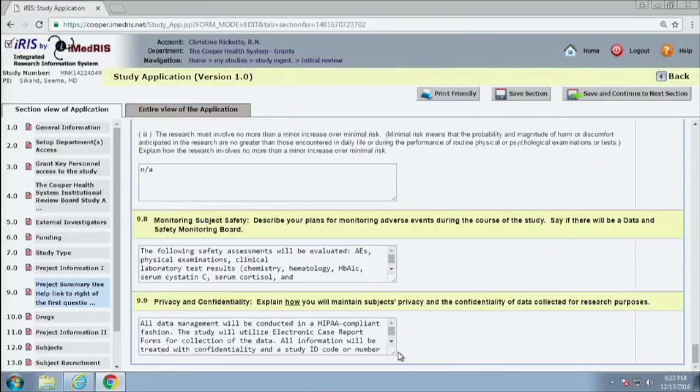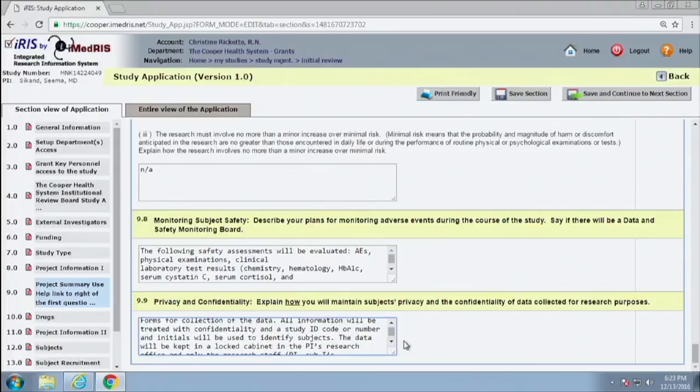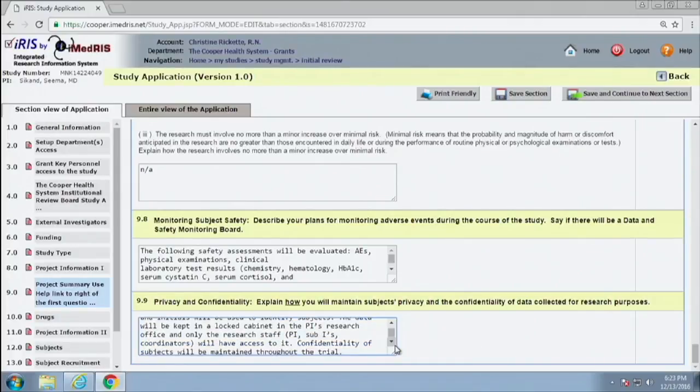This language is pretty much always the same in all the applications, talking about HIPAA compliant, and then that they'll be identified with a subject ID or a number and their initials, and that'll be in a link that'll be locked separate, and it'll be locked in the investigator's research office, and who will have access to it. They want to make sure that it's limited access.